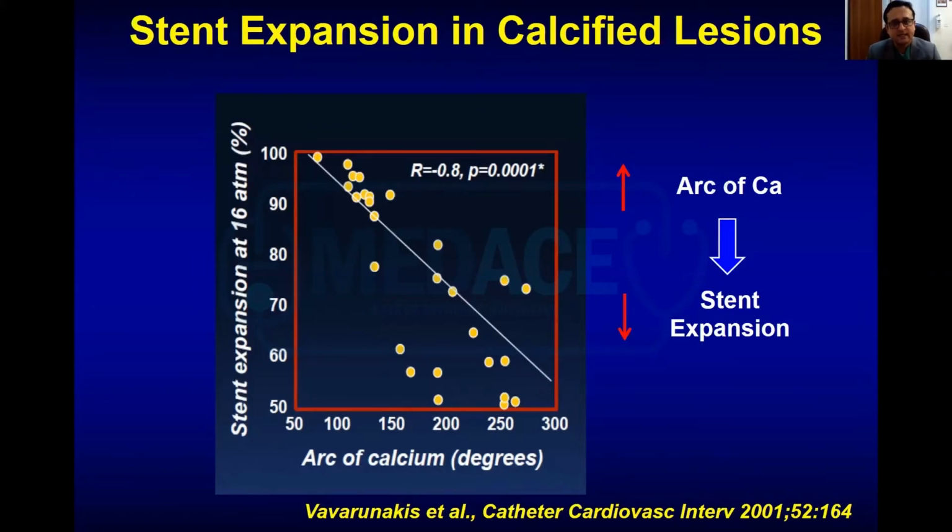There is obviously no definite data about everything regarding calcium, but whatever we have, I've just tried to present it. So this is a paper from Veronicus et al., published in CCI in 2001, where they showed that with the increasing degree of arc of calcium on IVUS, the stent expansion goes down. And that was early 2001.